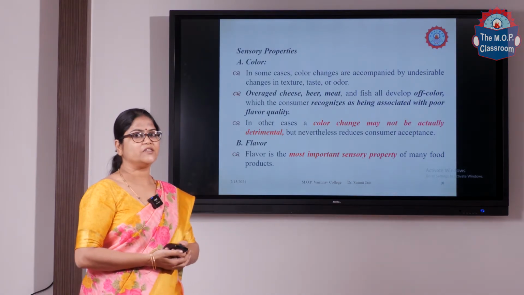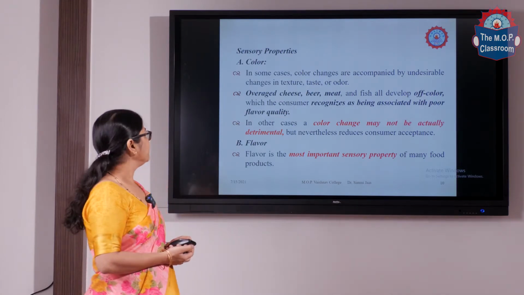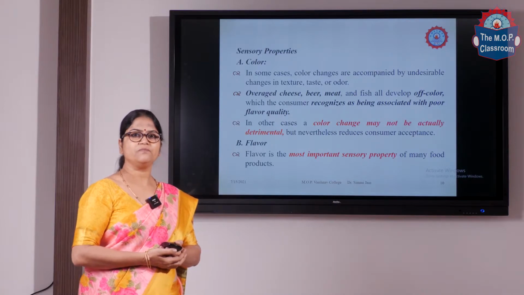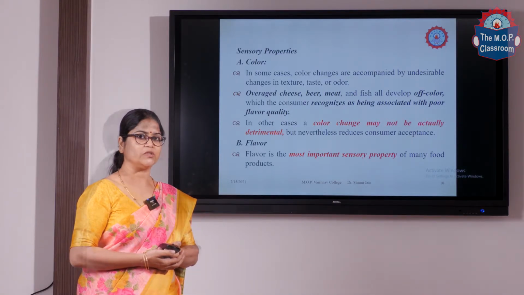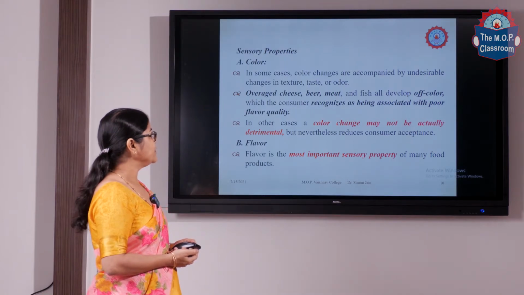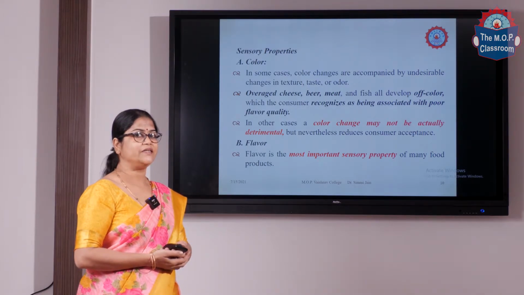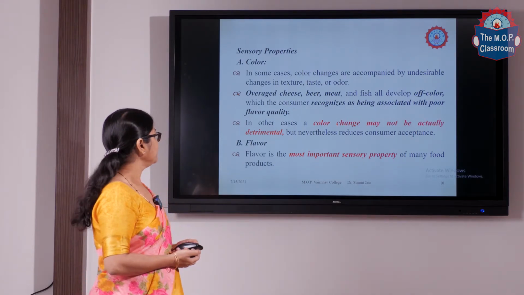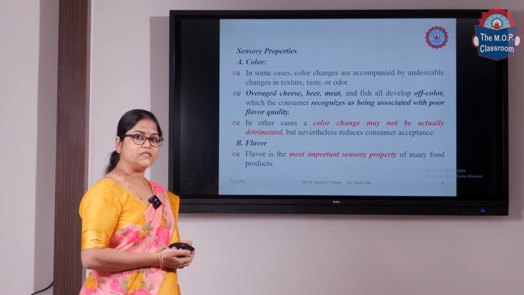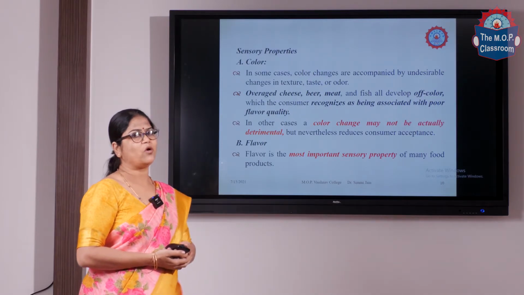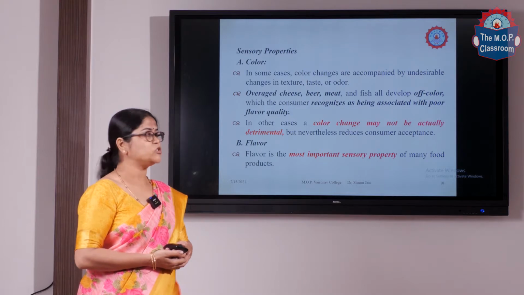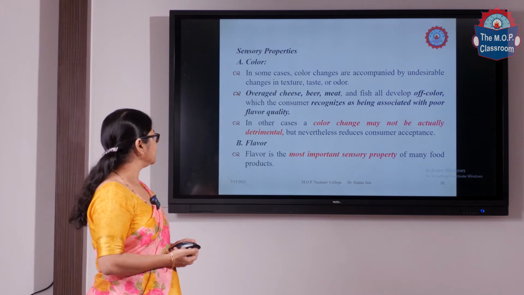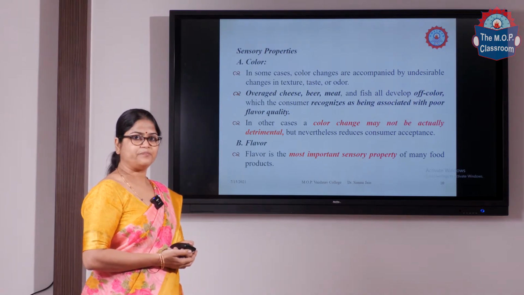Let's take a look at the sensory properties in a very short manner. The color, as we all understand, is one of the most important parameters that determines the quality of the food. The changes in the color are accompanied by undesirable changes in the texture, odor, or taste sometimes. For example, overaged cheese, meat, or beer might develop some odor or color which might not be acceptable and is recognized as being of poor quality by the consumers.